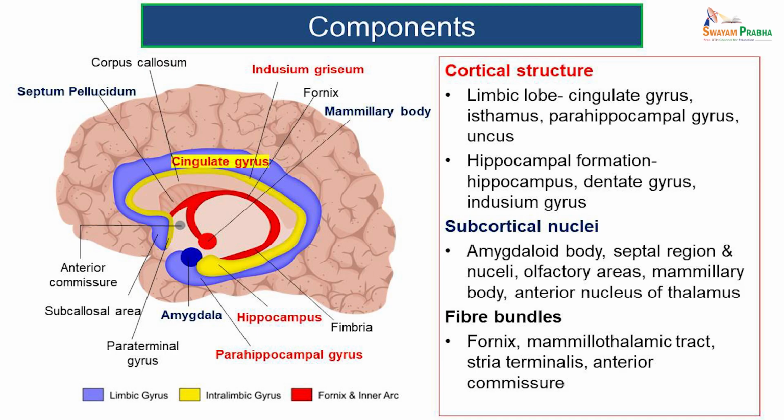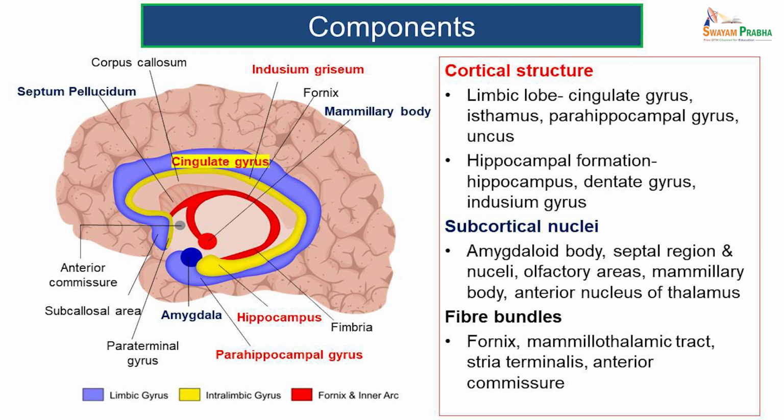Now, let us see what are the parts of this limbic system. The limbic system has the cingulate gyrus, then the indusium griseum, hippocampus and parahippocampal gyrus. So, this forms the hippocampal formation. These are the cortical structures. Then we have the subcortical nuclei, that is the amygdala, and there is the septal region, olfactory area. Then the mammillary body and anterior nucleus of the thalamus.